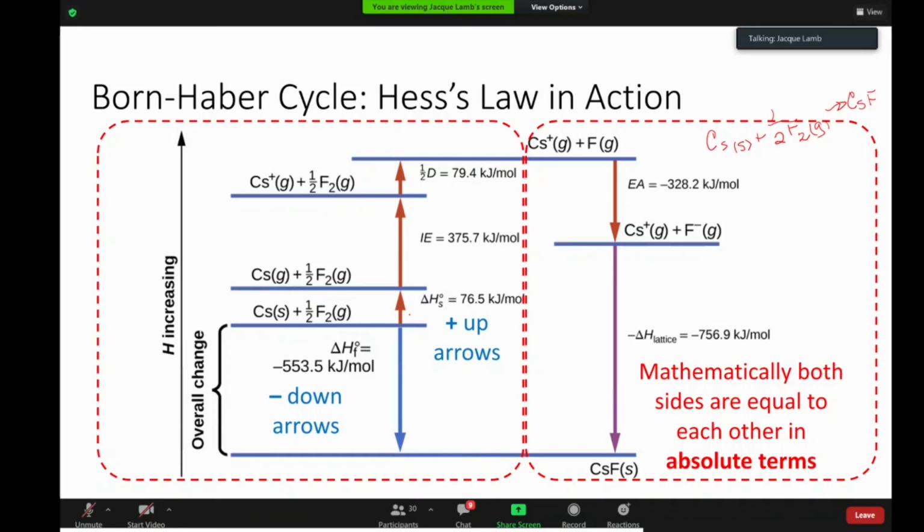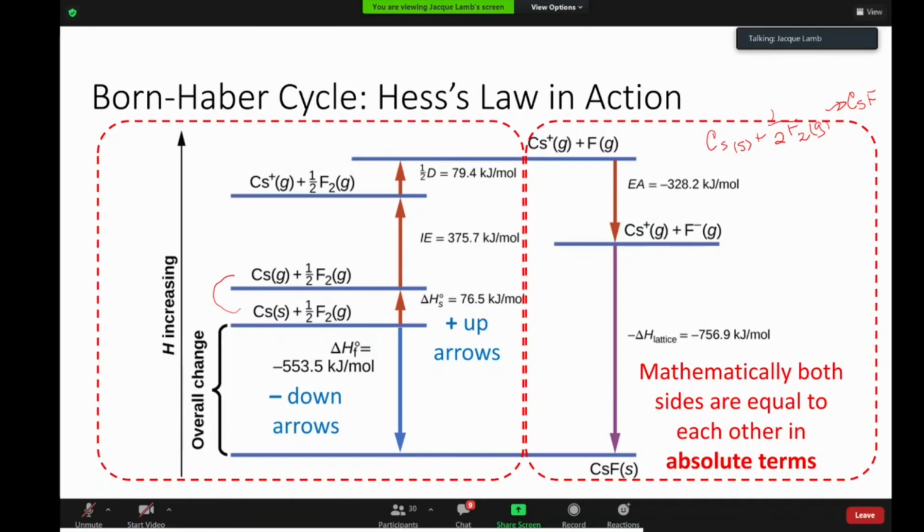That's an endothermic process. We also need to ionize that cesium. So we have to take that cesium metal and turn it into a cesium ion, and that's the ionization energy. That's IE. Okay, so we have to ionize the cesium.